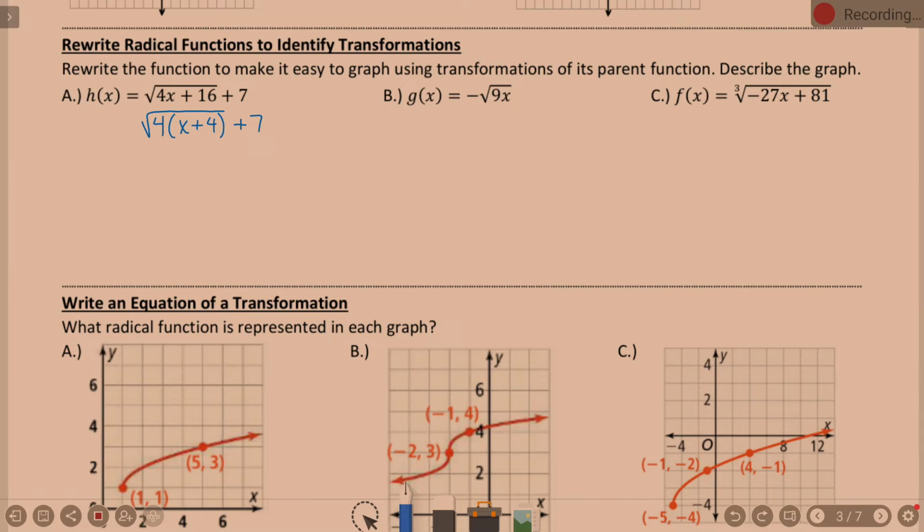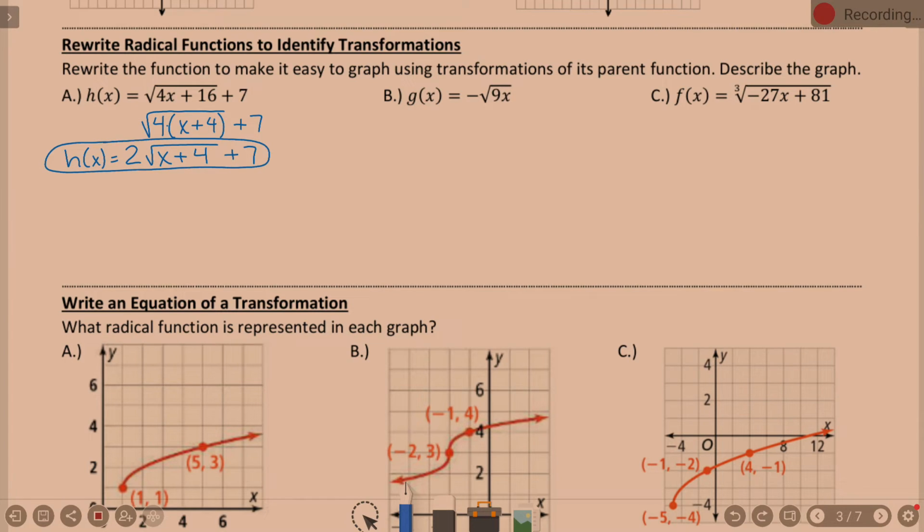And then there's still a plus 7. Now, what's important here is that my GCF was a perfect square. When you have something multiplied together, you can take the square root of just that multiplied part and pull it out front. So what is the square root of 4? 2. So we're going to put a 2 out front of the radical. So this is going to be 2 times the square root of x plus 4, and then still having a plus 7.